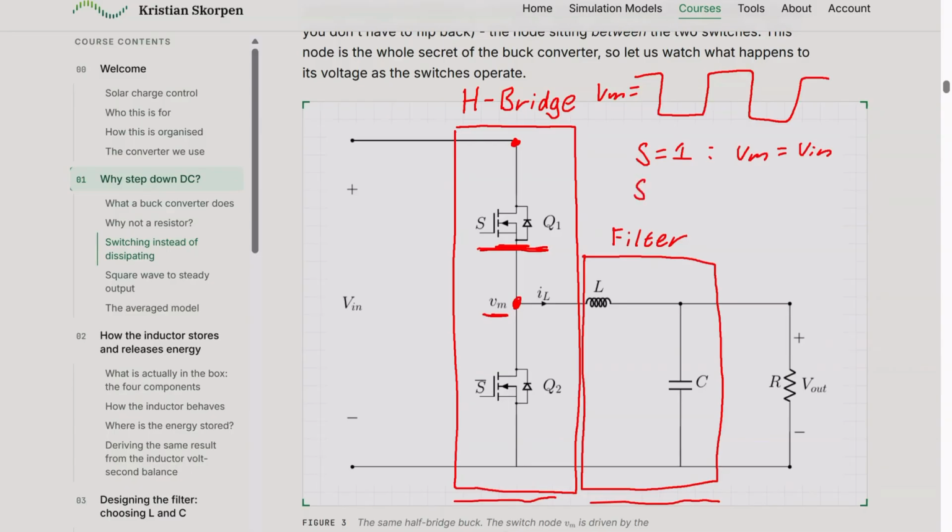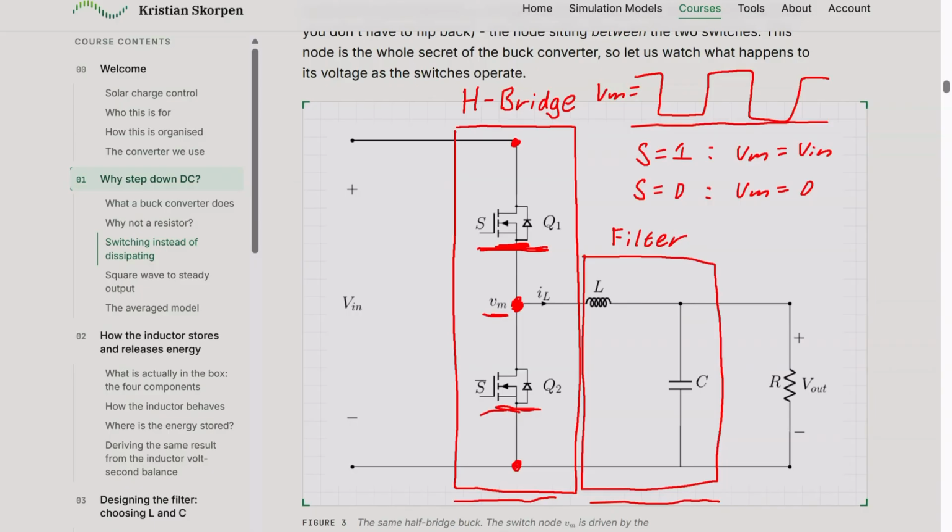And then when the gate signal is 0, then this switch would be off and this switch would be on. So this voltage would become equal to this voltage, and then we would have Vm equal to 0. So basically by controlling the gate signal, we would be able to control the voltage of Vm, but it would have this square wave. So that is why we want to add a filter afterwards.